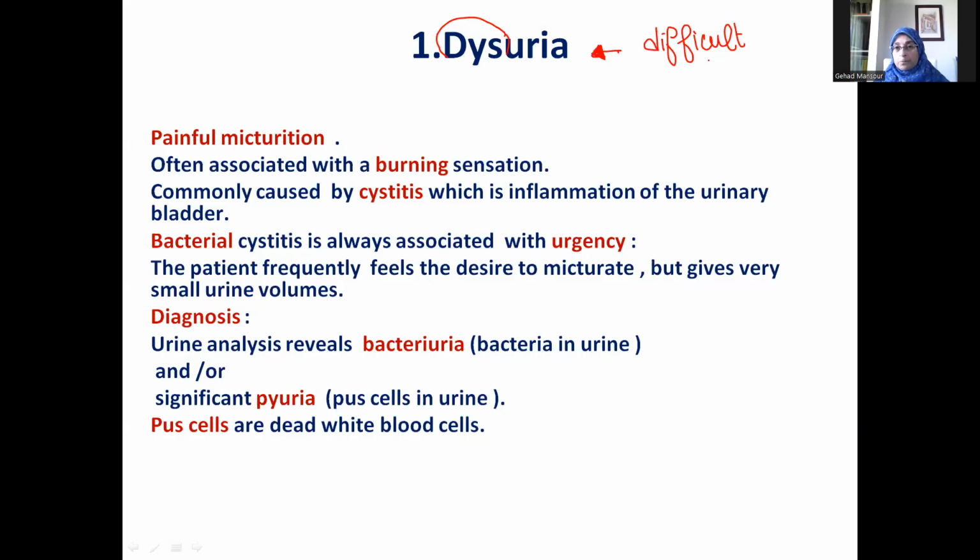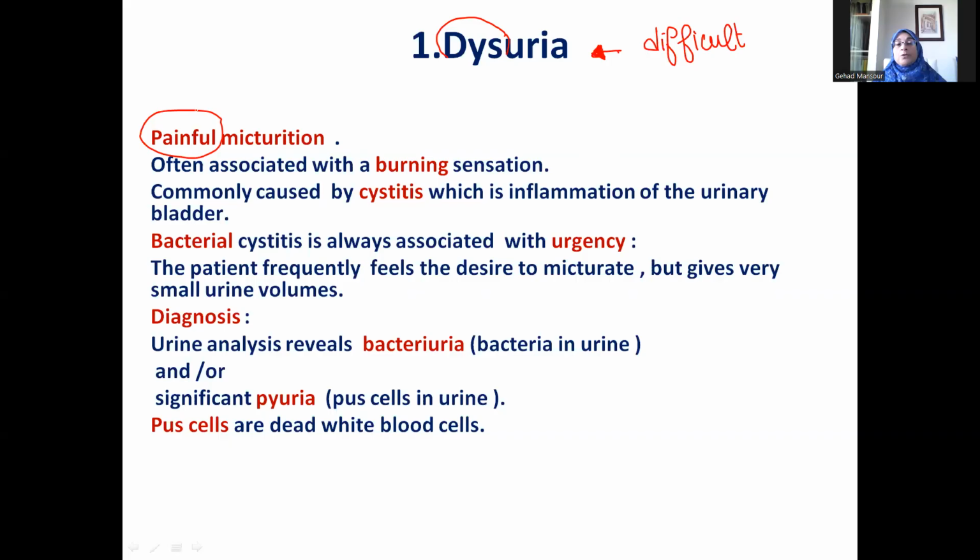So difficult, where did I get that word from? This. So whenever, for example, dysarthria means difficult articulation of the words. Dysuria means difficult urination or micturition. Dyspnea means difficult breathing. So dysuria means difficult micturition. Now, what kind of difficulty is it? It is painful micturition.